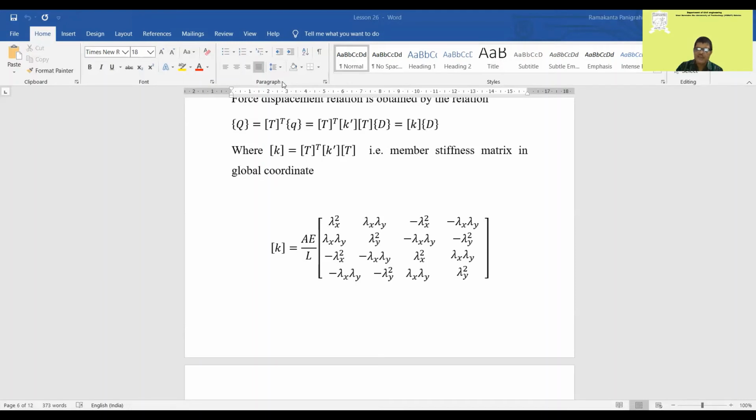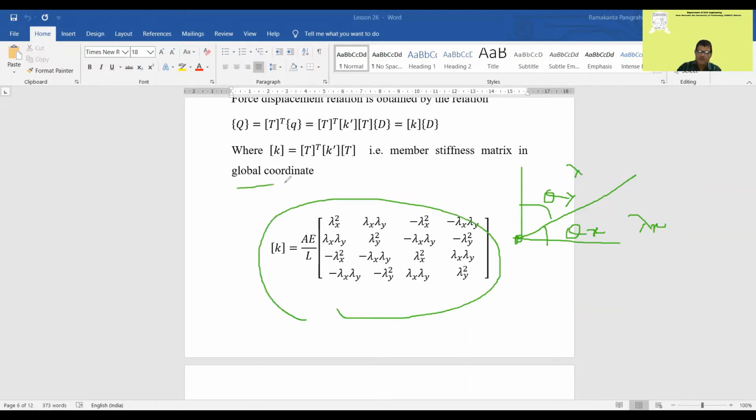Okay, so again I am explaining. This is the member. This member is subjected to angle theta x and theta y. So cos theta x is lambda x, cos theta y is lambda y, and put them here. You can find out these values lambda x, lambda y, then you can find the member stiffness of each member. If there are many members at a joint, you combine them to find out the global stiffness matrix. So this is called the stiffness matrix of the member in global coordinates.